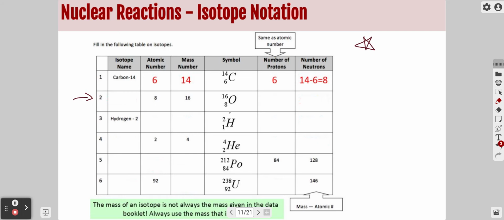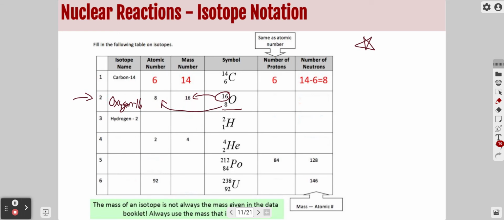You can see we have oxygen, an isotope of oxygen. If we're going to name this isotope, it's going to be oxygen-dash, and we use the mass number to name it. So oxygen-16 is its name for that isotope. Its mass number is 16, its atomic number is 8.